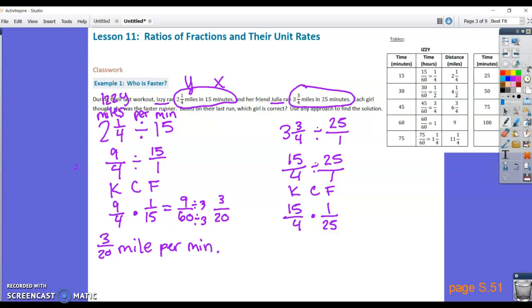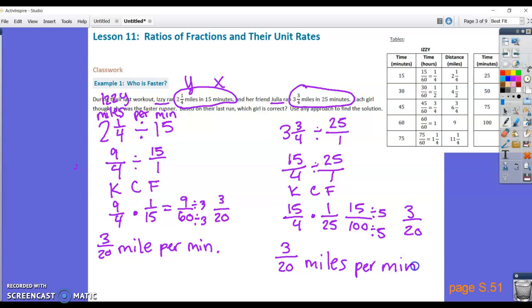So 15 times 1 is 15. 4 times 25 is 100. So 5 will go into both of those. They end in 5 or 0. So 15 divided by 5 is 3. 100 divided by 5 is 20. So we're still getting 3/20 miles per minute. So they're actually going at the same speed, even though they're giving us two different fractions and two different times, they're going the exact same speed.